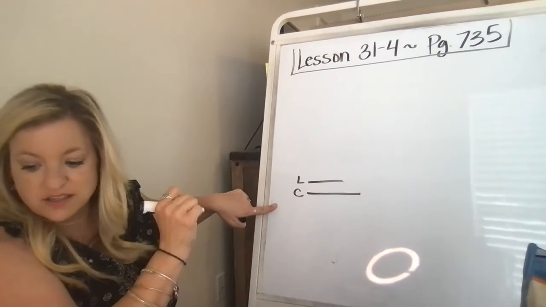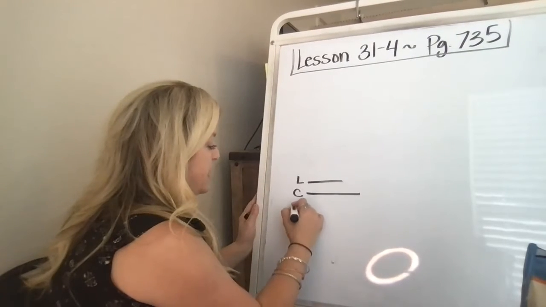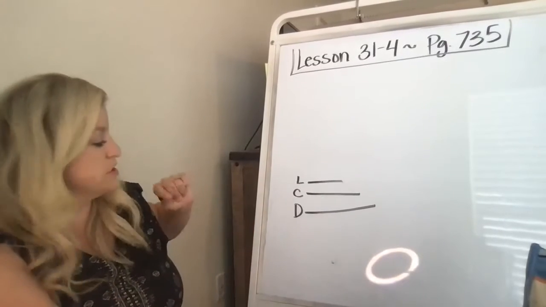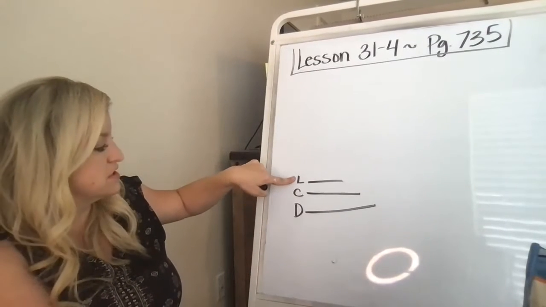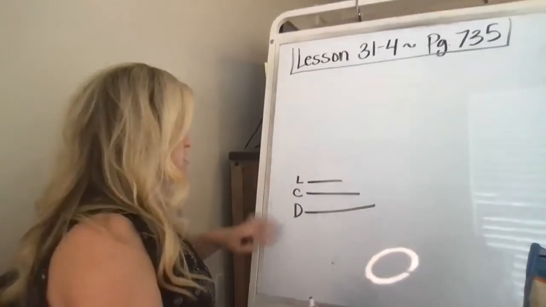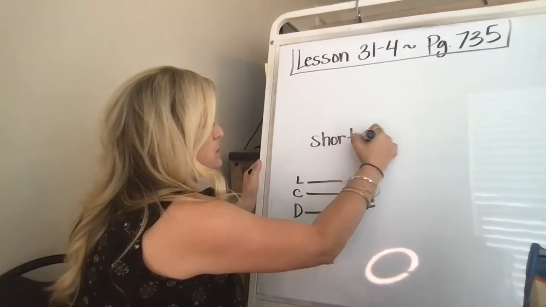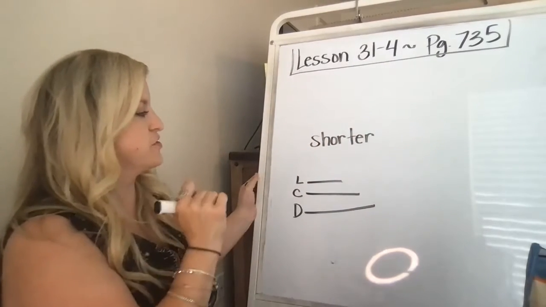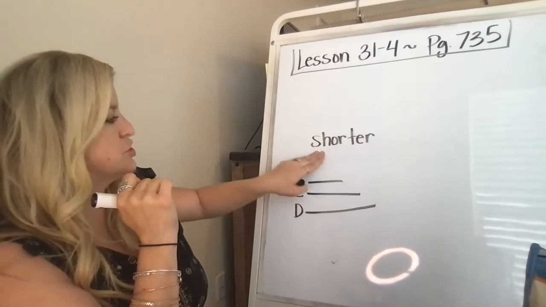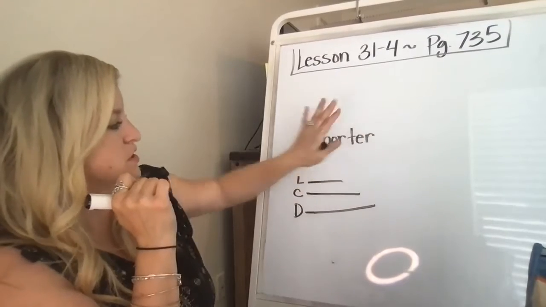And I'll just put an L for lizard, C for cat. So the cat is longer than the lizard. The dog is longer than the cat, D for dog. And I'm going to draw that longer. Okay. So again, I'll read it one more time. The cat is longer than the lizard. The dog is longer than the cat. And then it says the lizard is blank than the dog. The lizard is shorter, shorter. Okay, you can chunky monkey it, sh or ter, or you can just chunky monkey it into short and er.